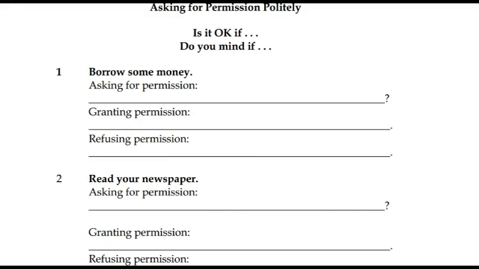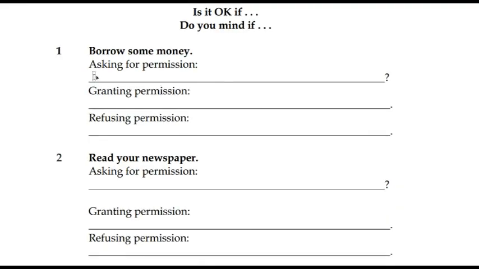So now here is a situation in front of you where you have to generate sentences. These sentences are almost on the pattern of your exam. So it is like borrowing some money. If you are going to borrow some money from your friend, how are you going to ask him to give you the money? Then how are you going to grant permission and how are you going to refuse permission? So we are going to do the first two of these situations so that you can understand and see how this could be done in the exam.